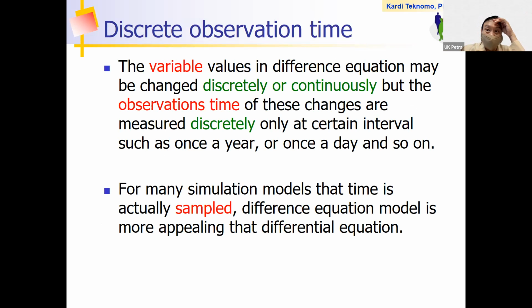So remember, discrete observation time. The value of the variable in difference equation can be discrete, can be continuous, but the observation time is measured discretely. Only the time is discrete. The value of the variable is continuous or discrete, it's up to us. Later when we learn about cellular automata, you will see that the variable value is actually binary or discrete value. But most of the time we use continuous value. The time is always discrete. What makes it different compared to differential is the time.